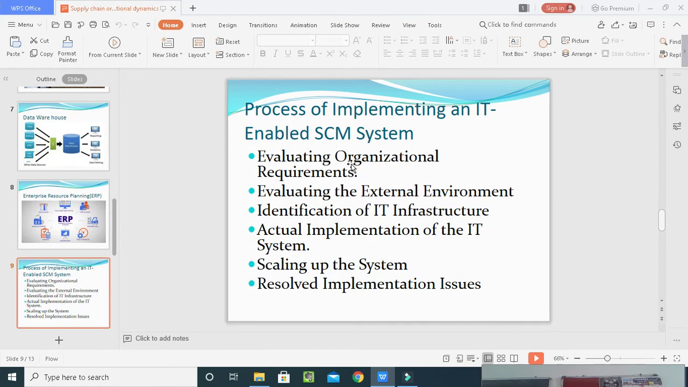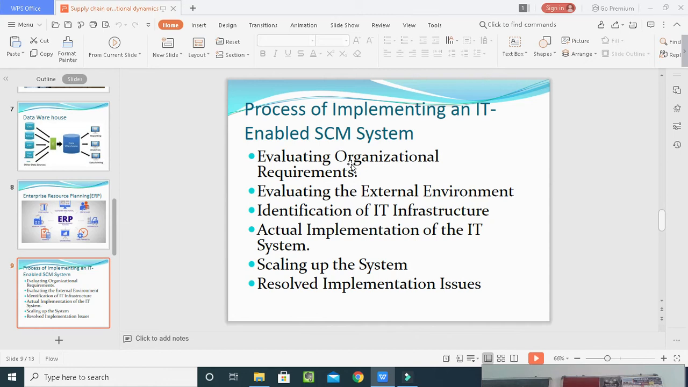Now, the next thing is the process of implementing an IT, that means information technology enabled, supply chain system. All the further points show the process of implementing information technology in an SCM system. First one is evaluating organizational requirements. What requirements are there? They are going to evaluate and collect the data. Evaluating the external environment. Not only internal, they have to evaluate what the external environment consists of, so they have to collect that data. Then identification of IT infrastructure, that means what sort of IT infrastructure is needed, both internal as well as external.